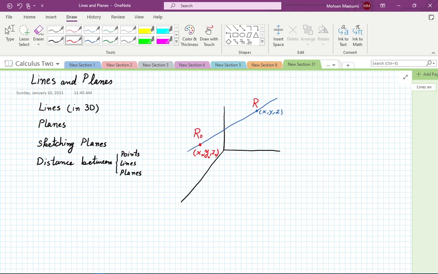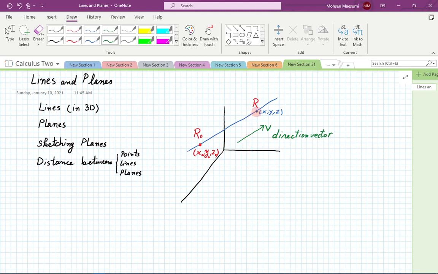A very significant descriptor of a line is a vector that is parallel to it. This vector, let's show it by V. This is a vector that is parallel to the line, sometimes referred to as a direction vector or guiding vector, or a description like that, direction vector. So what's the role of this? The role of the direction vector is the following.